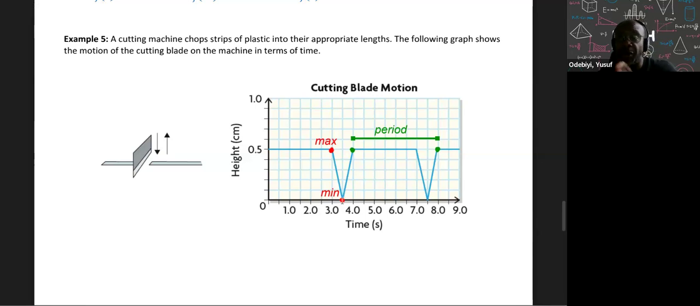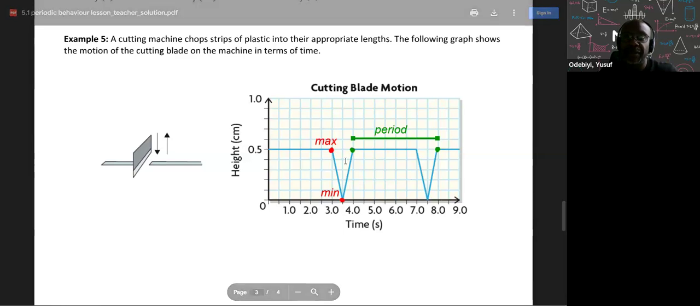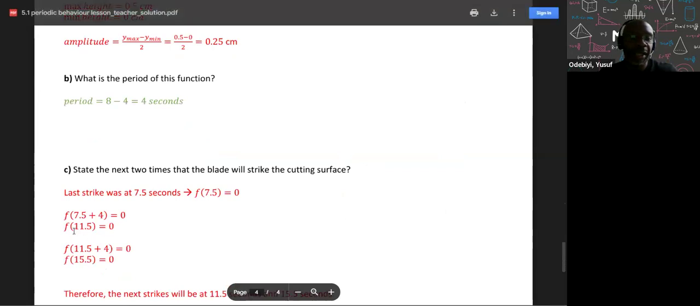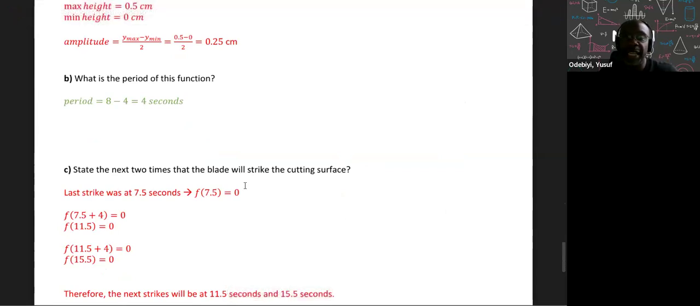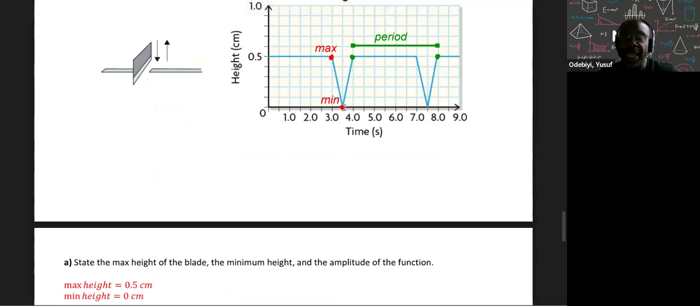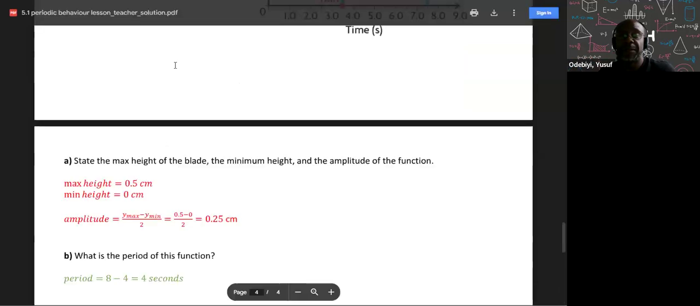I know my cycle is 4 seconds, so if it strikes at 7.5, add 4 seconds to that, that means it would be what? 11.5? Add another 4 seconds. There you go, 11.5, and then 15.5. That's when the blade hits the table, and that's when the height is 0, right? So wherever the height is 0 is where it hits the table. And that's going to repeat every 4 seconds. Okay, so that's easy. Okay, so that is the first lesson.